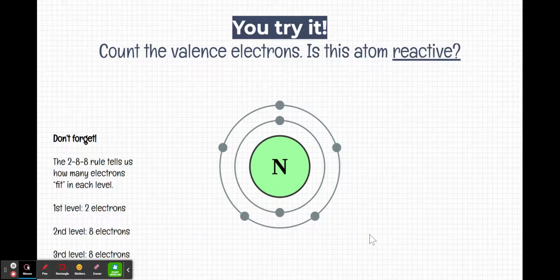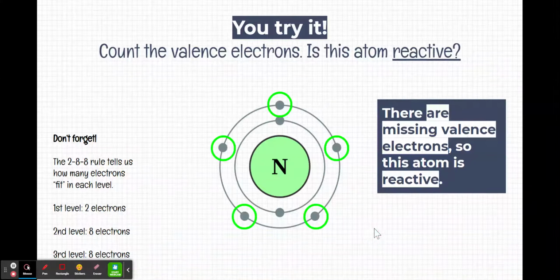Let's try it again. Count the valence electrons in this model. Is this atom reactive? There are missing valence electrons in this one, so this atom will react with other elements because it has 5 valence electrons. It can take up to 8 in this energy level, so it's missing 3, which means it wants it to be full. It's missing 3, so it will react to get those spots filled.